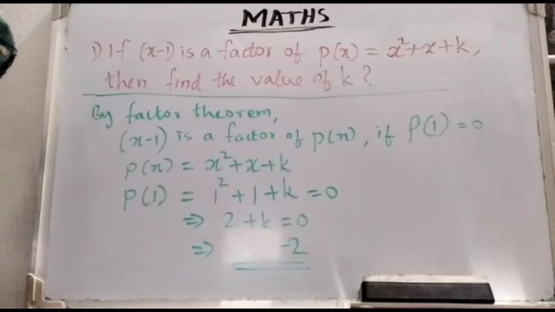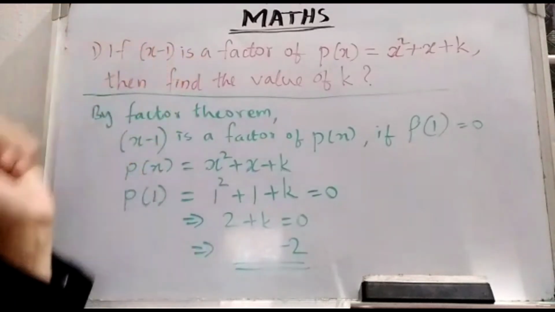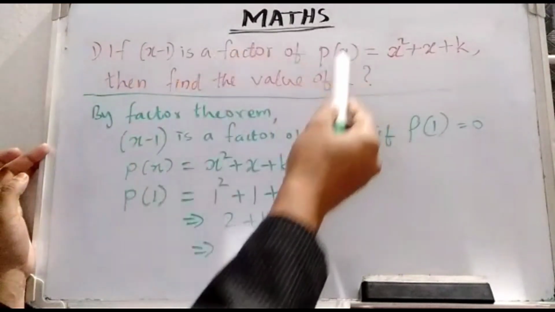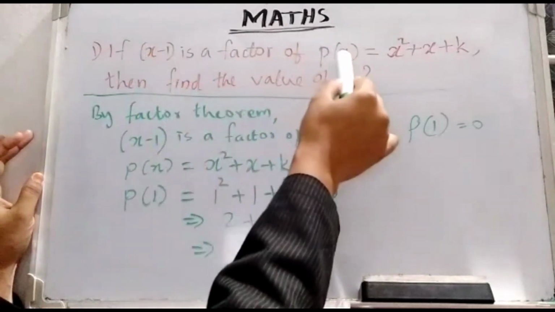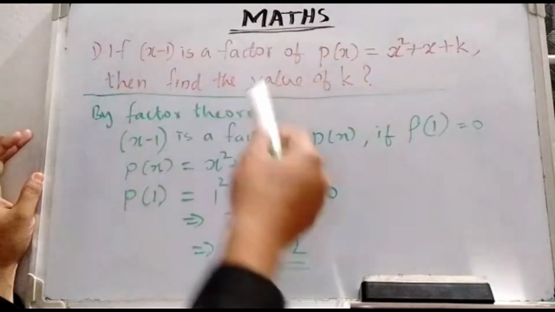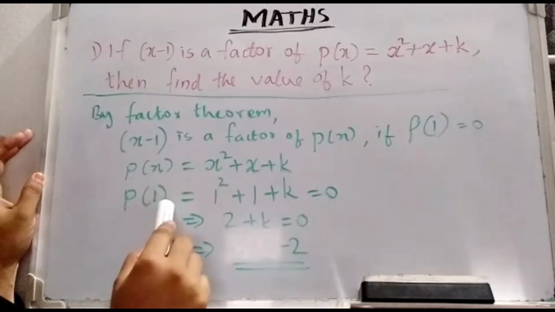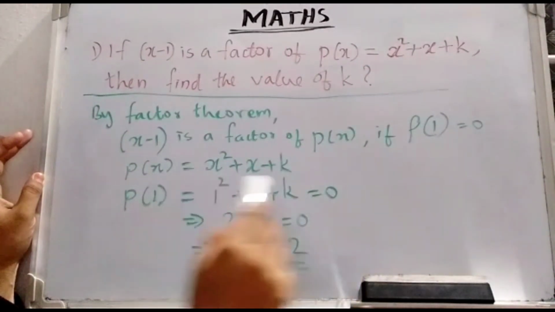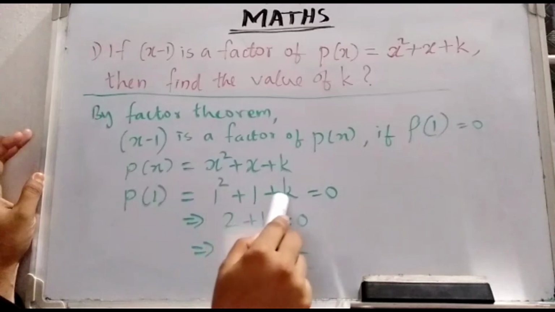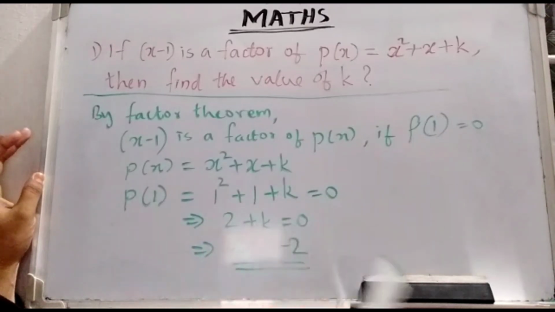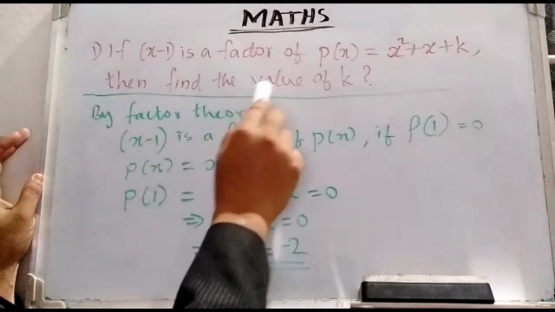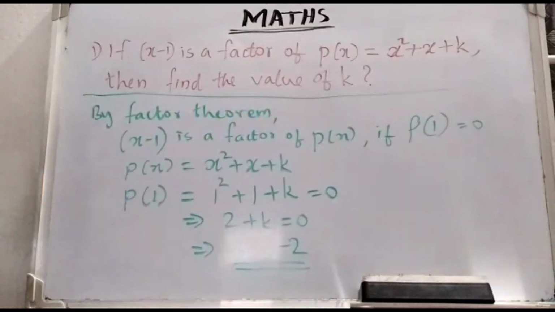Clear? So for this type of questions, it is already given that x minus 1 is a factor of P of x. So if x minus 1 is a factor of P of x, P of 1 should be equal to 0. Equate P of 1 to 0. That is 1 square plus 1 plus k equal to 0. Then 2 plus k is equal to 0. Then k is equal to minus 2. So value of k is minus 2. Clear?